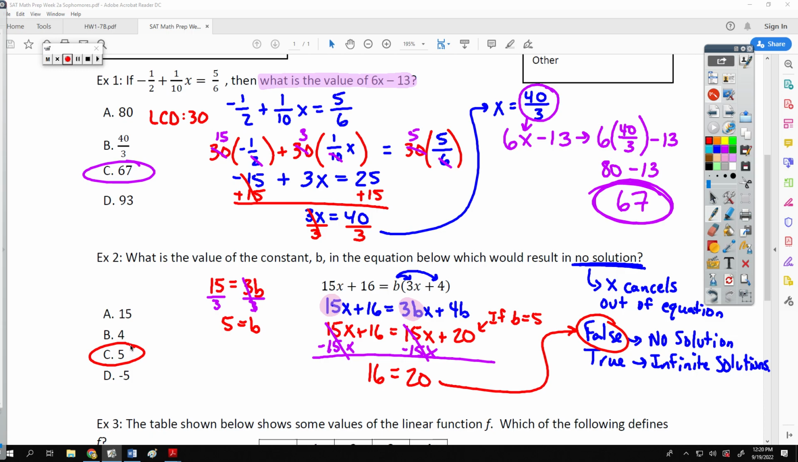Okay? So the correct answer here is that the value b equals 5 would result in an equation that has no solution. And guys, this is a relatively common SAT question. Pretty much what you have to do every single time is set the coefficient on x, 15, equal to the expression in front of x on the other side of the equation. So 15 has to equal 3b in order for this situation to even come into play.